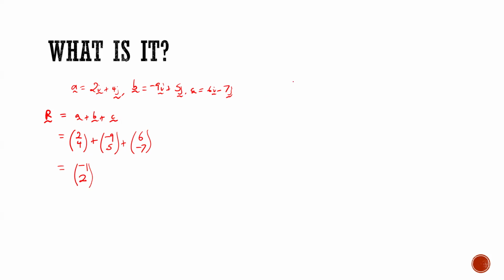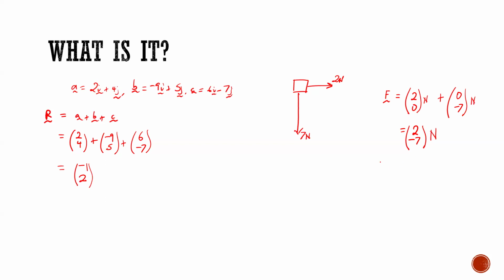I had a scenario where I had a box, say, being pulled by a force of 2 newtons to the right and 7 newtons downwards. And I'm asked to calculate the resultant force on this box. So we'd simply get this by representing these forces in vector form. You can see that this force is in fact 0 newtons, and the lower one is in fact 0, negative 7 newtons. And so the resultant force would be 2, negative 7 newtons.